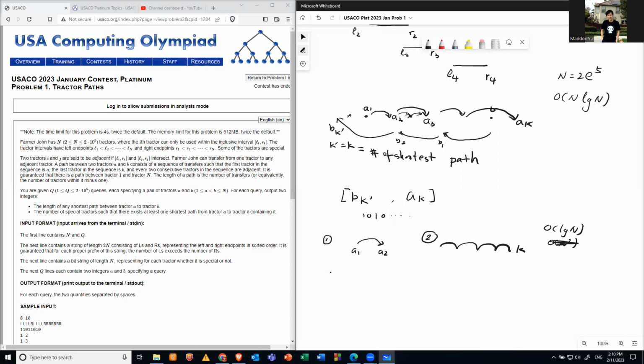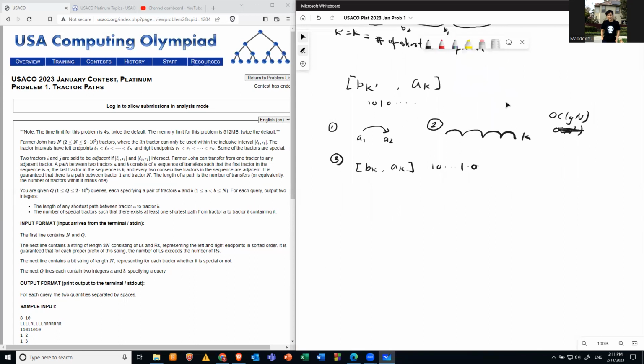Then the third step is, between B of K and A of K, how many special tractors I have. Those are the 3 tasks. Okay, let's try to solve these 3 tasks one by one.